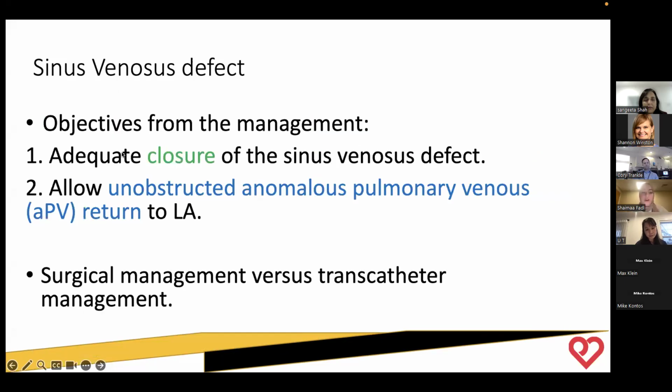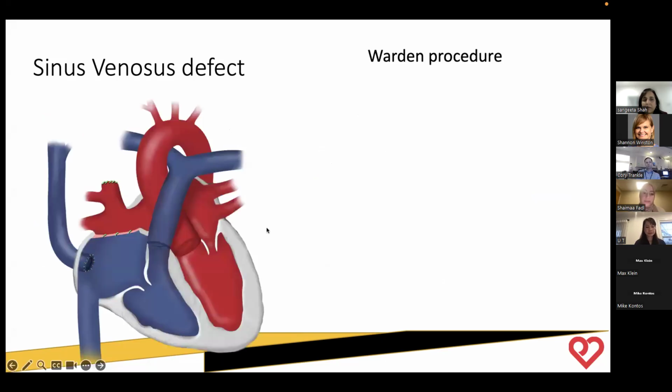So the whole goal of the management is adequate closure of that defect, so you can redirect the SVC or IVC to the right atrium, and allow unobstructed pulmonary venous drainage from the right lung to the left atrium. Usually it's managed surgically, but there is a rising role for transcatheter management.